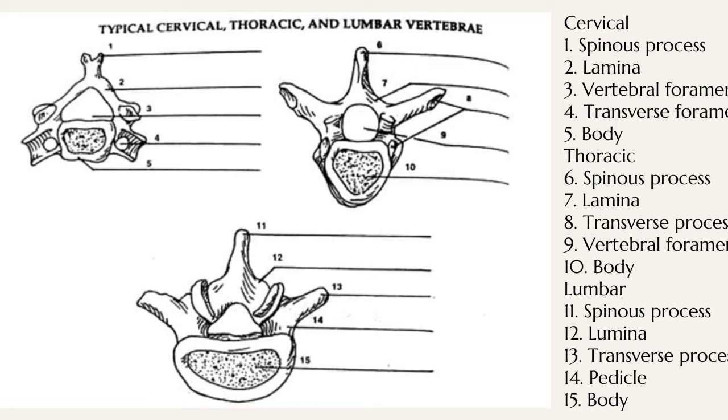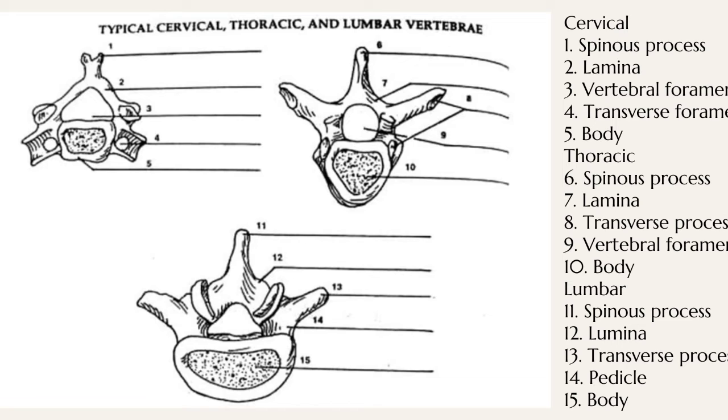Number five is the body. The body is the thick oval segment of bone forming the front of the vertebra, also known as the centrum. The body bears about 80% of the load while standing and provides an attachment for the disc between the vertebrae. The front section of the vertebral body protects the spinal cord and the nerve roots.